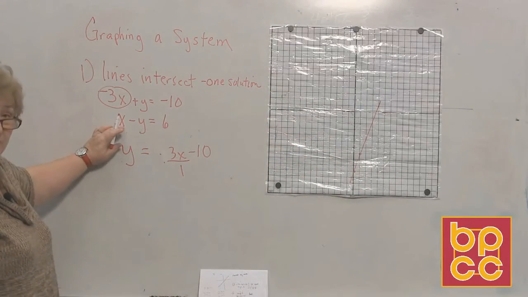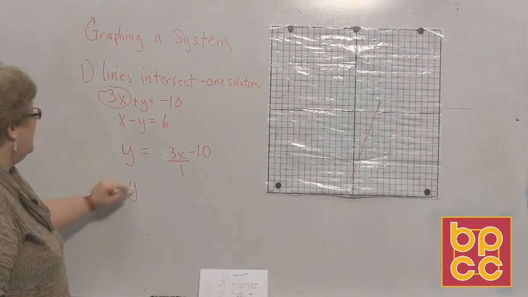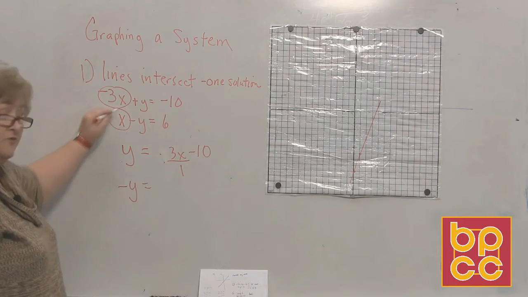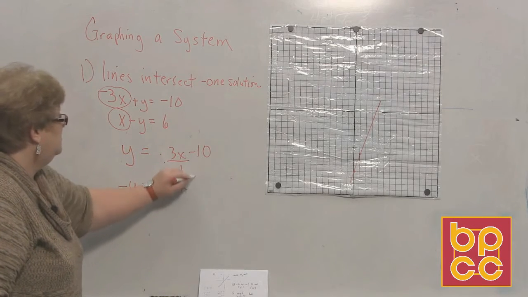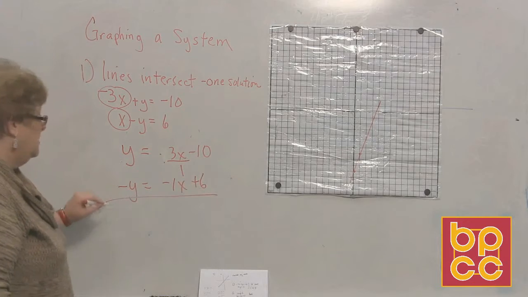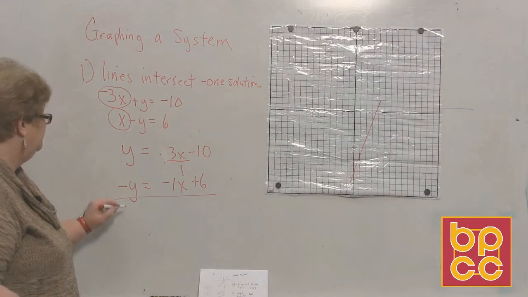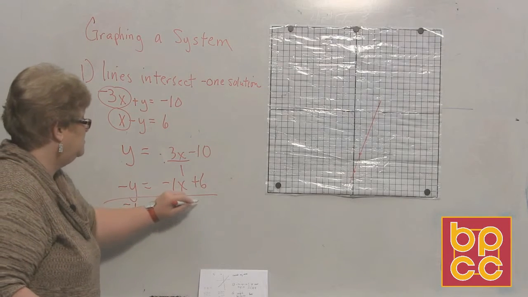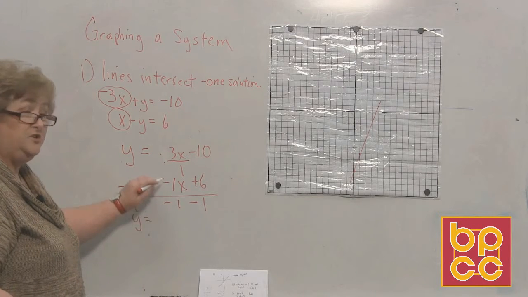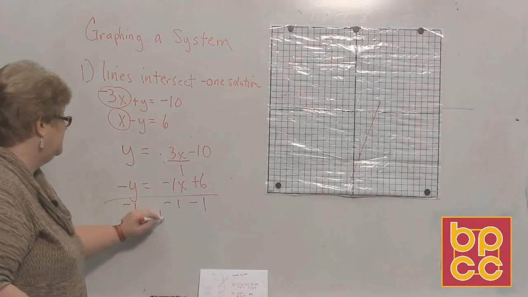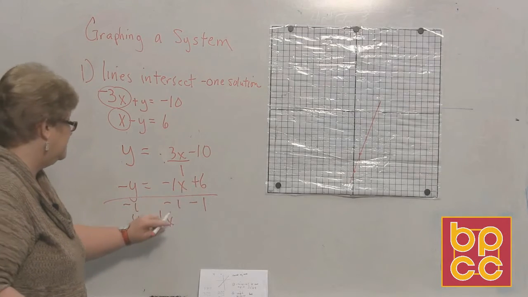Now let's set this one up in slope-intercept form. We have a negative y. Negative y equals, move your x over, it becomes a negative 1x, negative 1x plus 6. Since we don't have a positive y, we need to divide everything by negative 1, all the way across. A negative into a negative is a positive y. A negative into a negative is a positive 1x. And a negative 1 into a positive 6 is a negative 6.